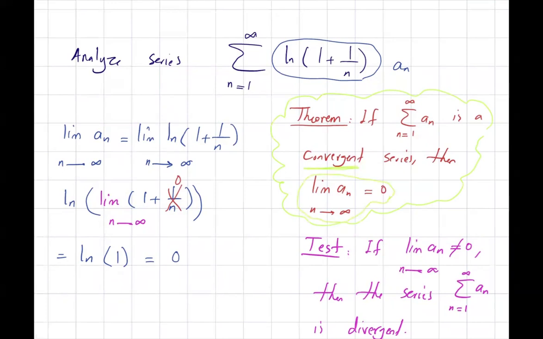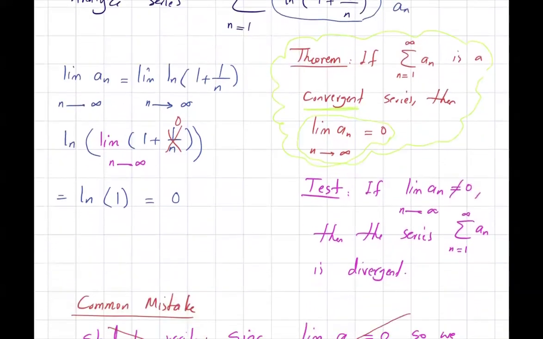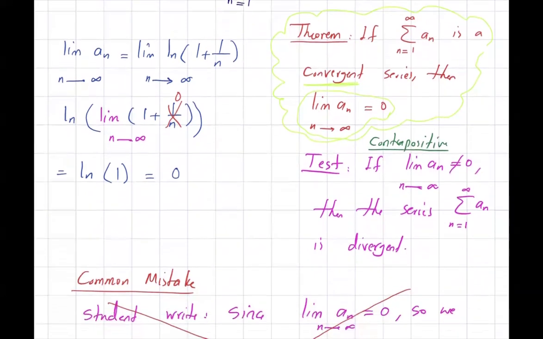From that theorem, from the contrapositive of the theorem, we took a test. The test says if the limit of the general term is not 0, then the series is divergent. So we took the limit of the general term. The limit of the general term is equal to 0.